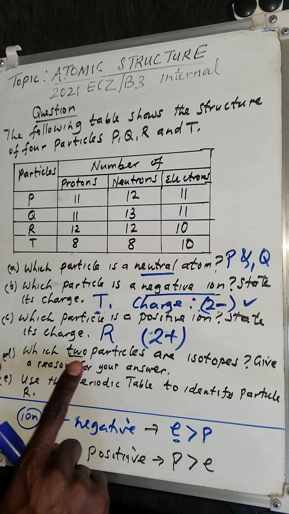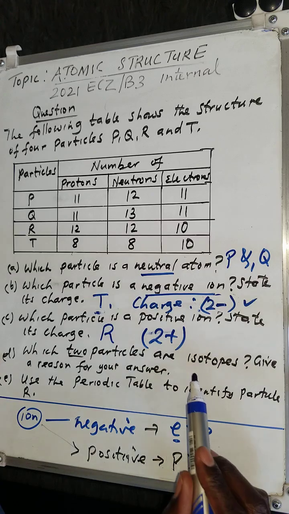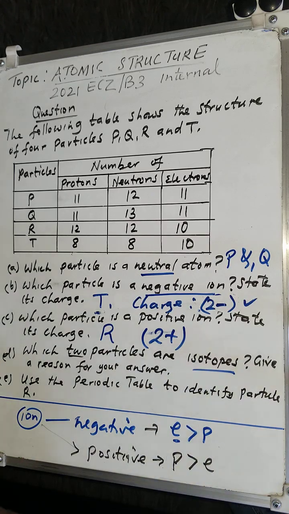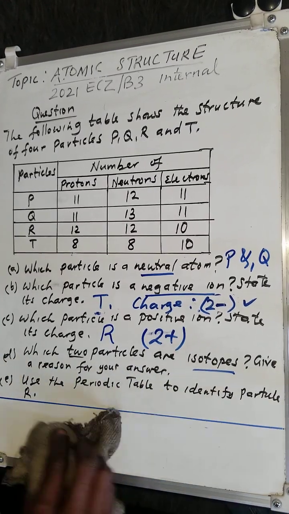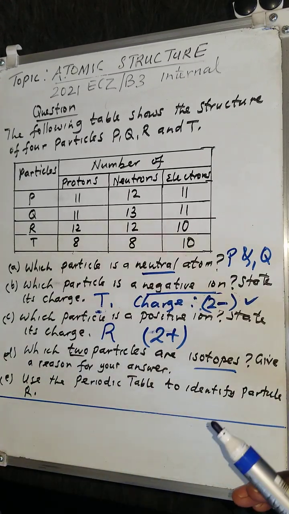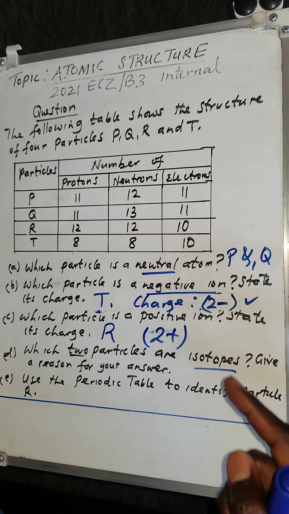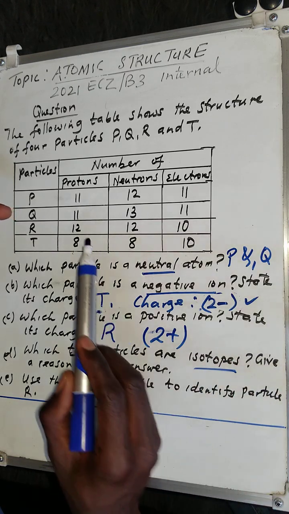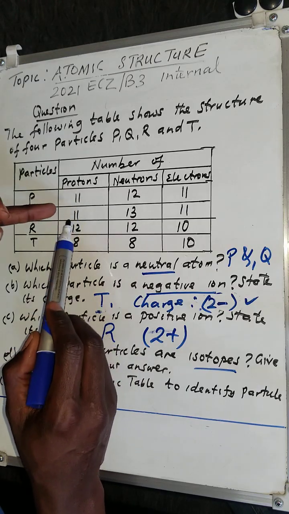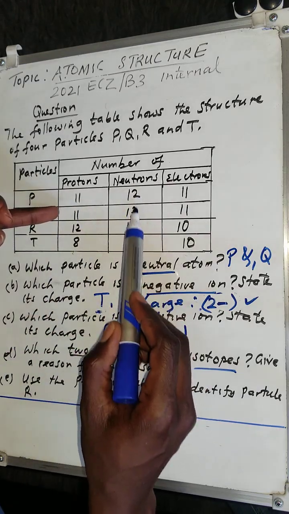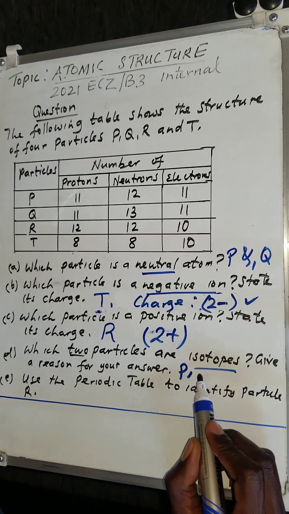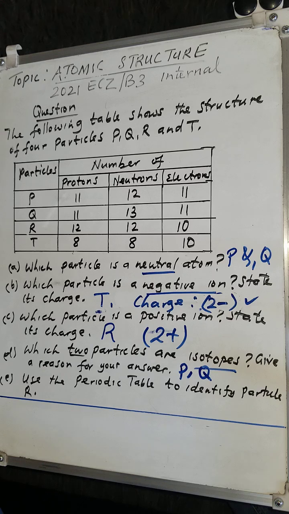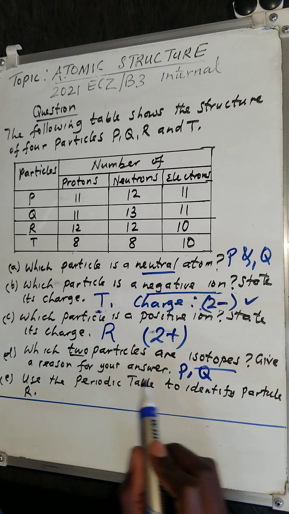And then D says, which 2 particles are isotopes? Remember, isotopes are atoms of the same element having the same proton number but different mass number. So atoms of the same element have the same proton number but different neutron number. So which ones have got the same proton number? If you notice, these have the same proton number, and you can see they have different numbers of neutrons. So P and Q are what we simply call isotopes. Give a reason for your answer.